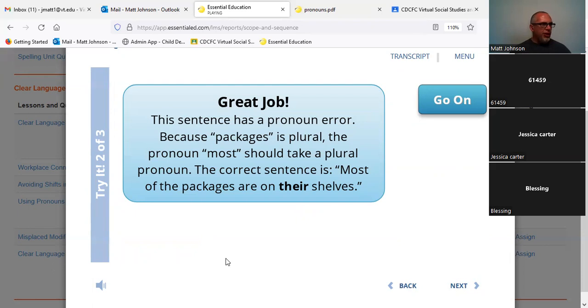And really the trick is just making sure that you can eliminate everything else in the sentence and make sure that you're focusing on, okay, this is the pronoun and I need it to match the antecedent. What is my antecedent? Is it gendered? Is it plural? And that will eliminate a lot of the stress in making sure that you have the correct pronoun.